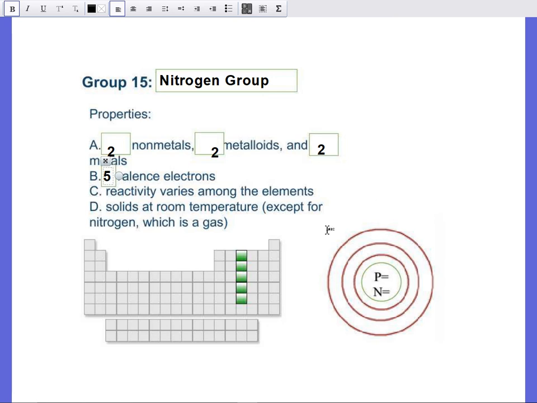So we're going to go ahead and draw nitrogen. Nitrogen has 7 protons and 7 neutrons. It has 2 electrons in the first energy level and then 5 in the outside.